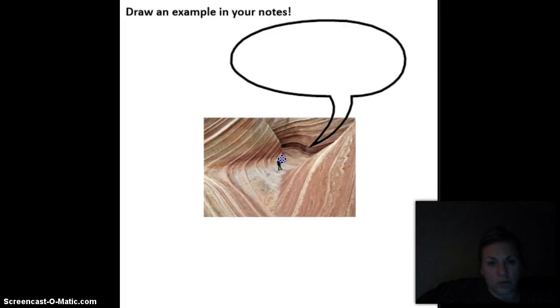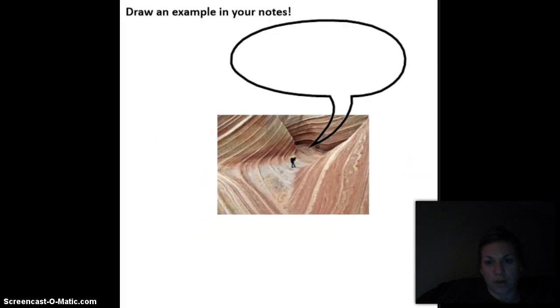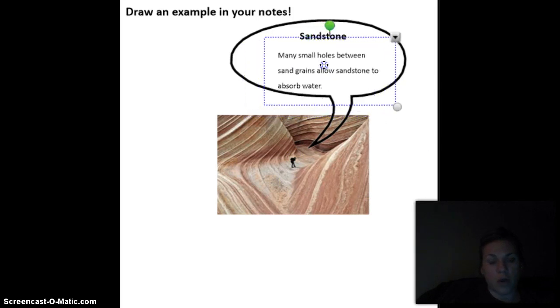Now, sandstone. I really like this one. This one's pretty common. Look at the guy screaming at you. Sandstone has many holes between the sand grains and allows sand to absorb water. So what happens is the sand takes in that water and eventually it hardens and dries up. And this is probably the most identifiable sedimentary rock because you see these really pretty bands in it. Yes, this is like a canyon kind of cave kind of thing, whatever you want to call it, of sandstone. Pretty awesome.